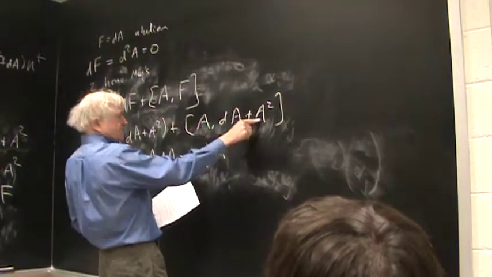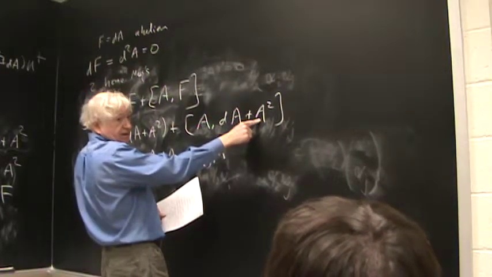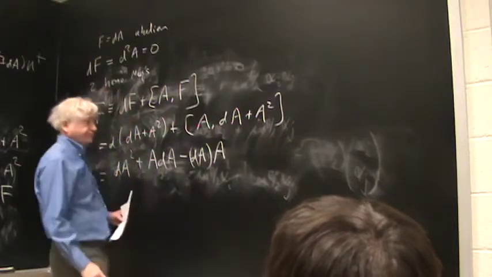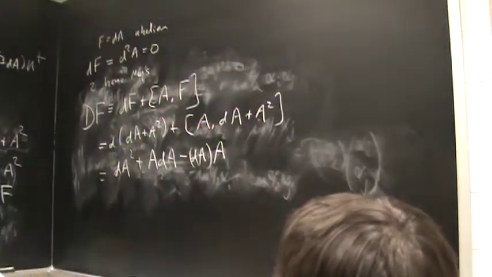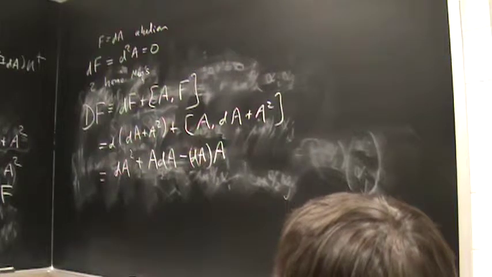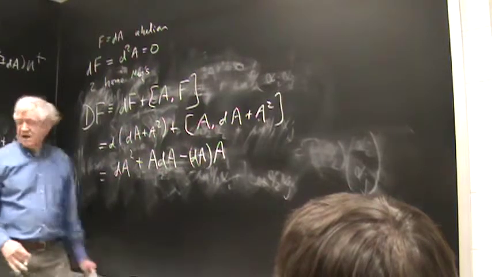And of course, A commutes with A squared. So where does the commutator come from? Because if I just look at the form for dA, it looks like it should just be dF plus AF.